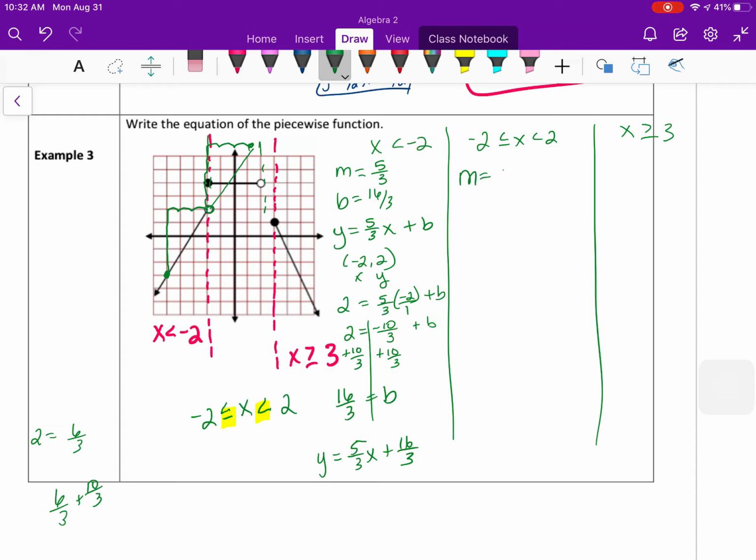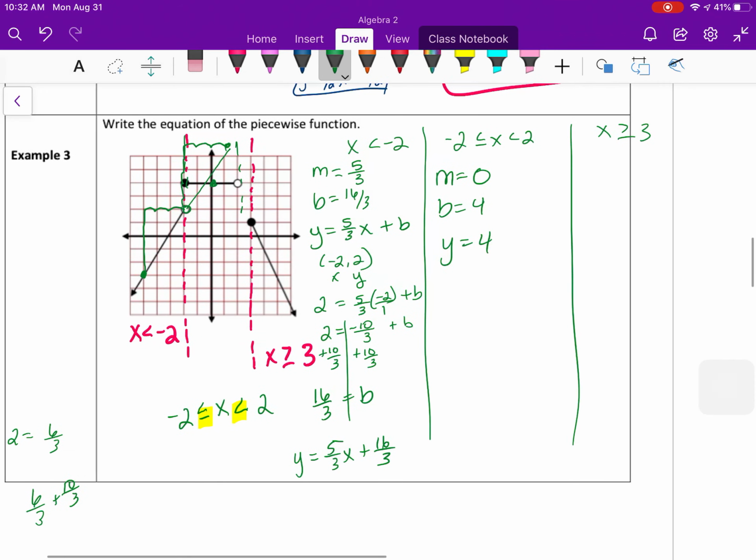All right, the middle one is a horizontal line. So we know that the slope is 0, and then our y-intercept is where it crosses here. So 1, 2, 3 at +4. So that one has an equation of y equals 4. So that one is pretty easy.